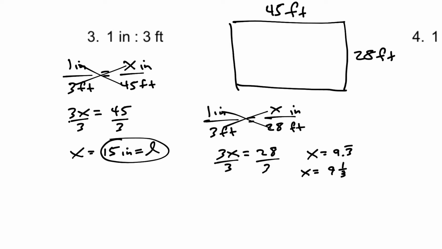All right, again, we're solving for X in inches here. So that 9 1/3 would be in inches, and that would be the same thing as our width. That's the width on the drawing. Again, so 28 feet in the actual room would be 9 1/3 inches on the drawing.